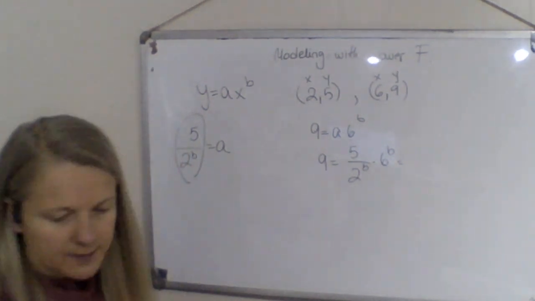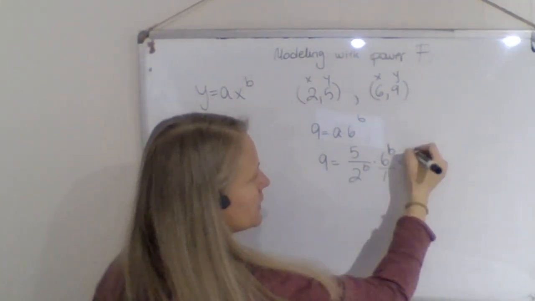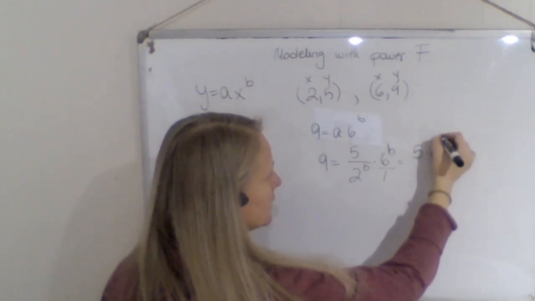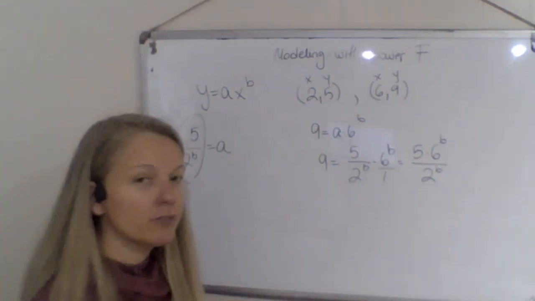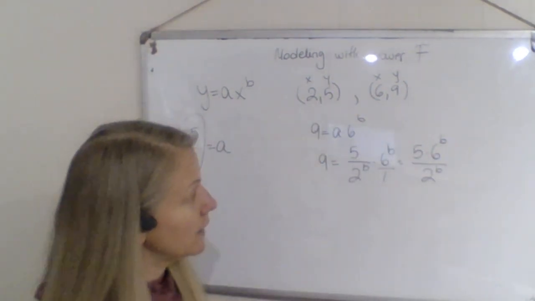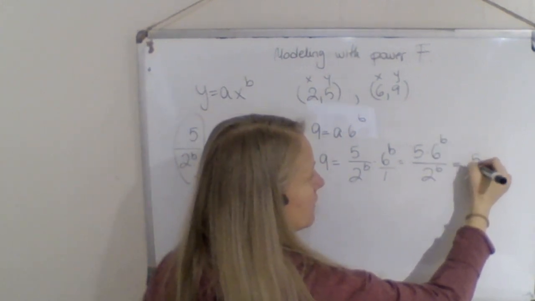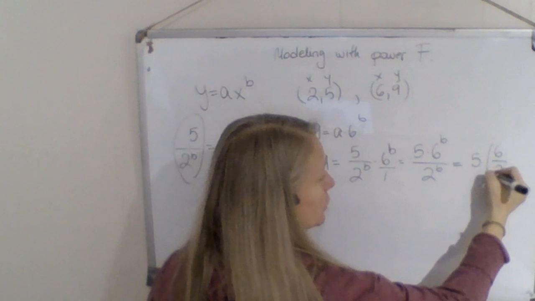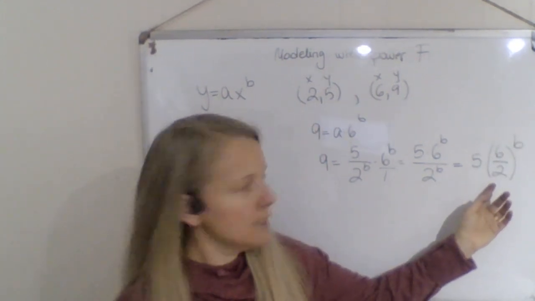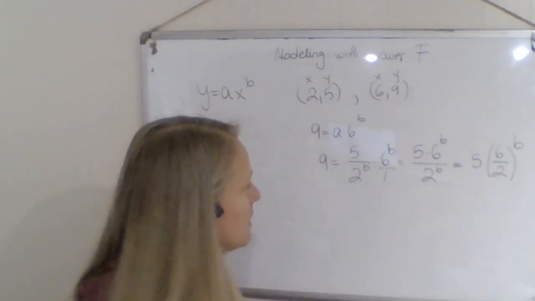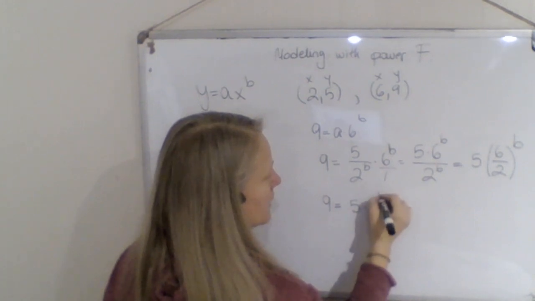And this is the part that we said can be very confusing, but we're going to work at it. Anytime you put it over 1, this becomes 5 times 6 to the b over 2 to the b. And if you remember from the long lost exponential rules, if they have the same exponent, I can write this as 5 times 6 over 2, all to the b. Why am I doing this? Because I need this reduced, right? They have the same exponent, so I can combine them. This becomes 9 equals 5 times 3 to the b.